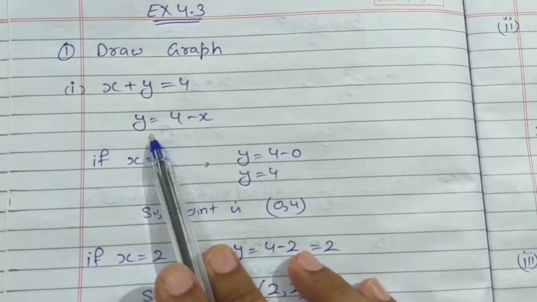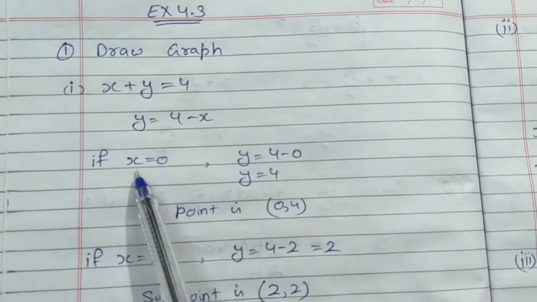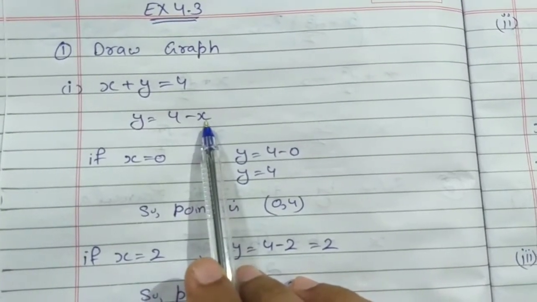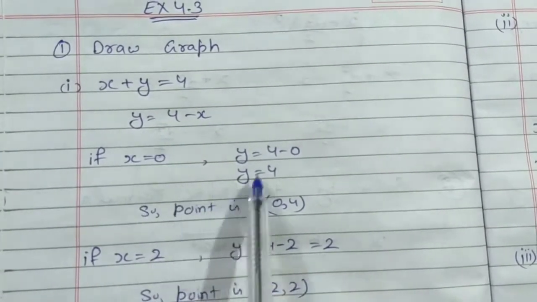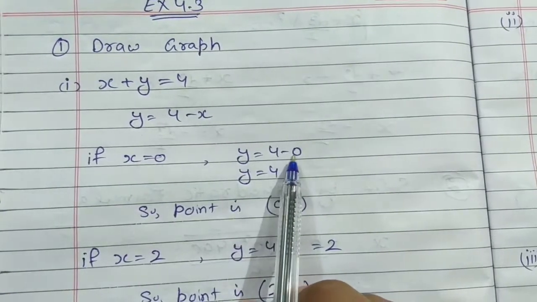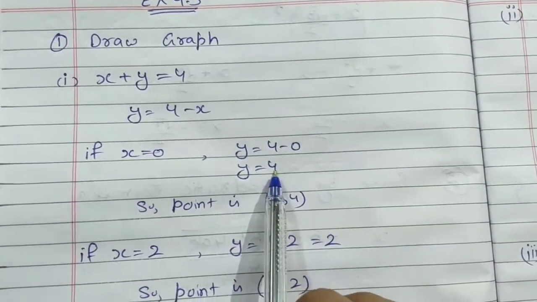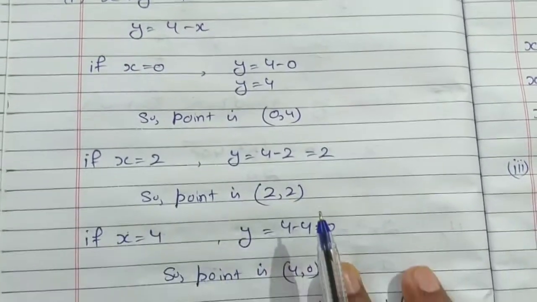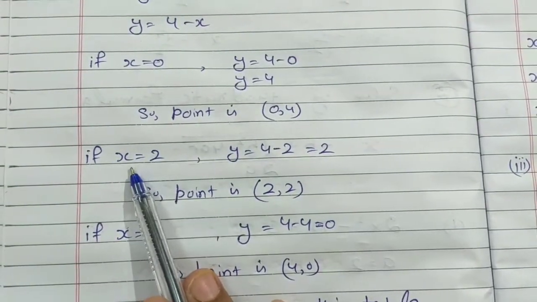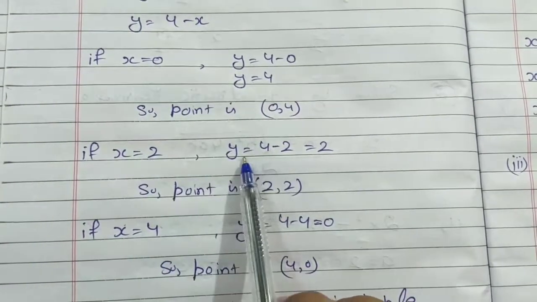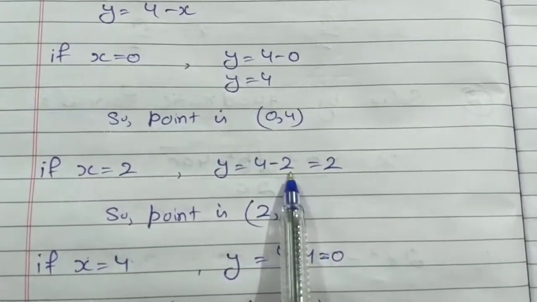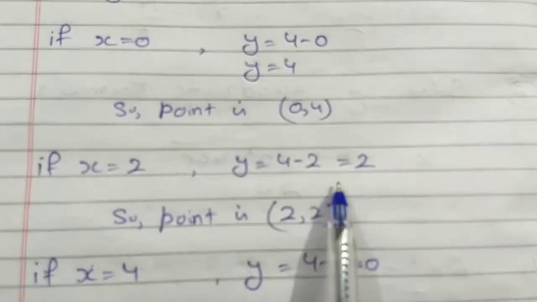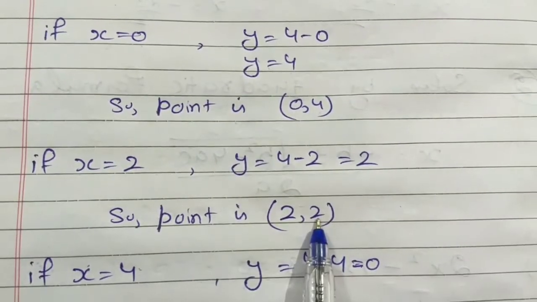How can we find it? First of all we put x equal to 0. Whenever we put x equal to 0, then what will be the value of y? y is equal to 4 minus 0, that is y is equal to 4. So the point will be (0, 4). After that put x equal to 2, then y is equal to 4 minus 2, that is equal to 2, and this will be your answer. So the point is (2, 2).